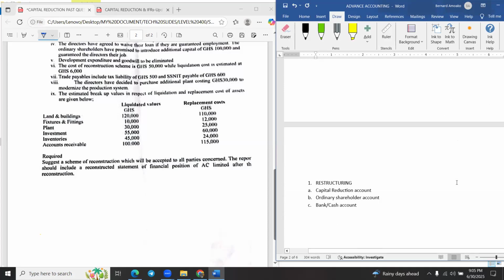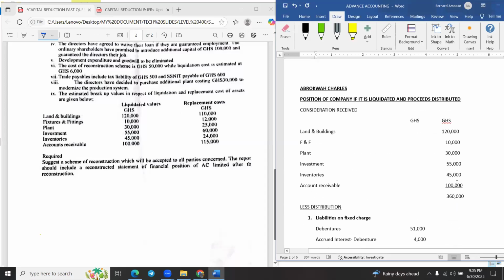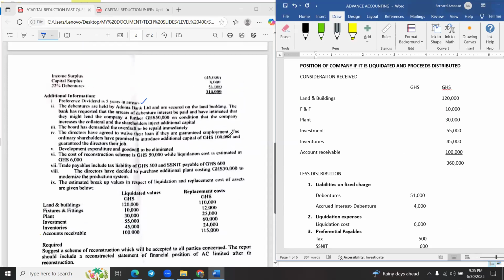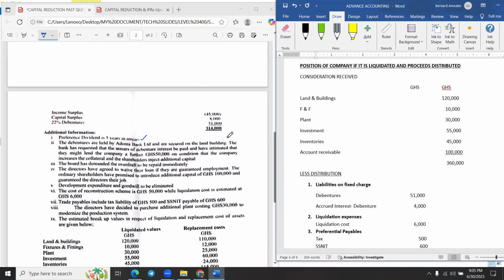So when I pick liabilities on a fixed charge, I'll go to the question and ask myself, which part of the question stated that this liability is on a landed property? Point number 2 concerning debentures is talking about a debenture on a landed property, which is a landed building. That means anything pertaining to the debenture was secured against a landed property. So it's the accrued interest and then the debenture itself. We first write it out and then look out for if there are more.